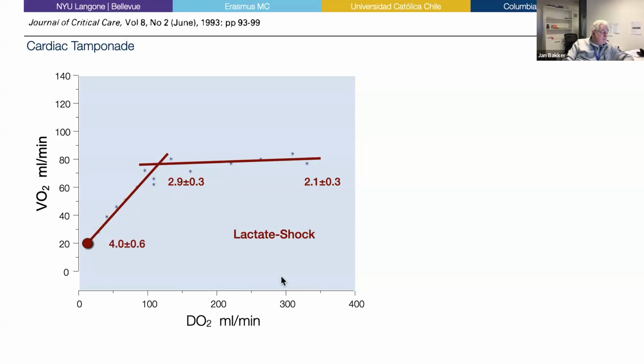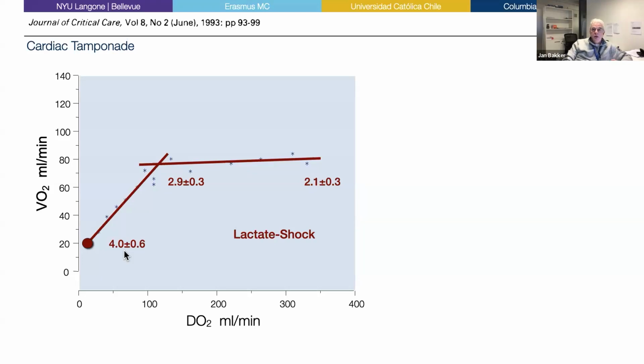But if you then further decrease cardiac output, the oxygen consumption decreases. And so the animal, despite the demand, decreases the consumption. And so basically there's a mismatch between demand and supply, which is tissue hypoxia. And then you see a significant increase in lactate.